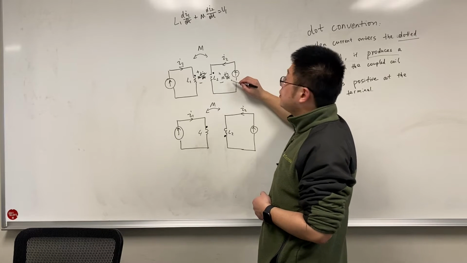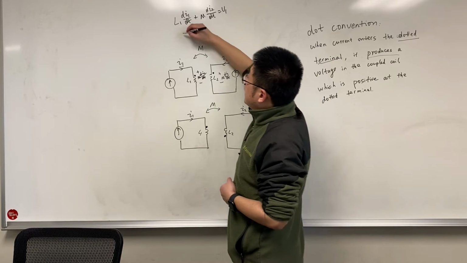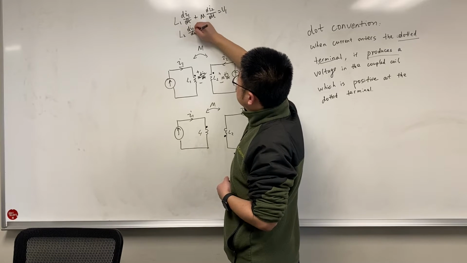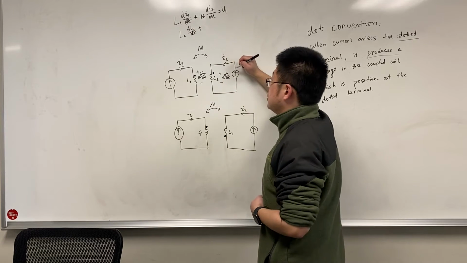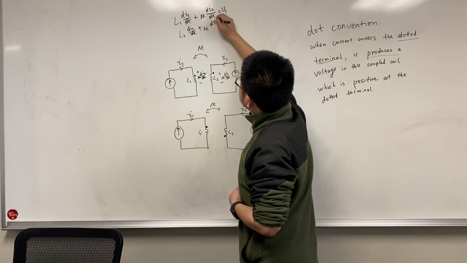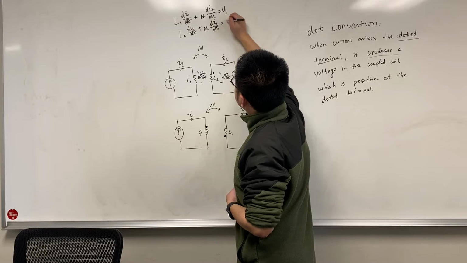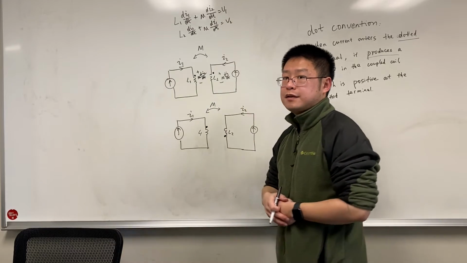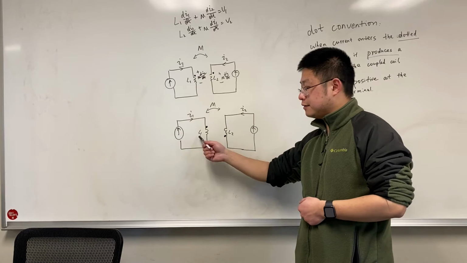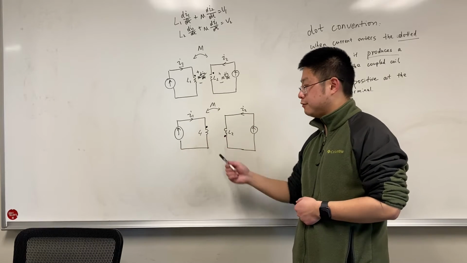And for the secondary side, the same thing. We have the voltage generated by I2 plus the voltage generated by I1. That's the voltage relationship for the first example. For the second example, it's a little bit different.